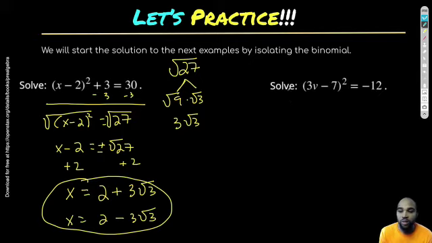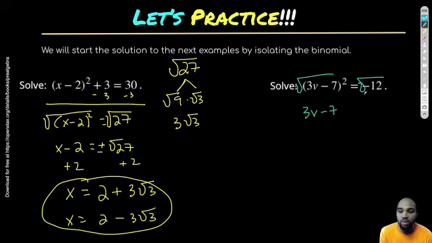So this one's already in a format where I can take the square root. So I'm going to take advantage of that. If I take the square root of here and take the square root of here, then I can go ahead and start working. 3v minus 7, square root of negative, can't do that. Can't do the square root of a negative. So this one's already going to cause problems.